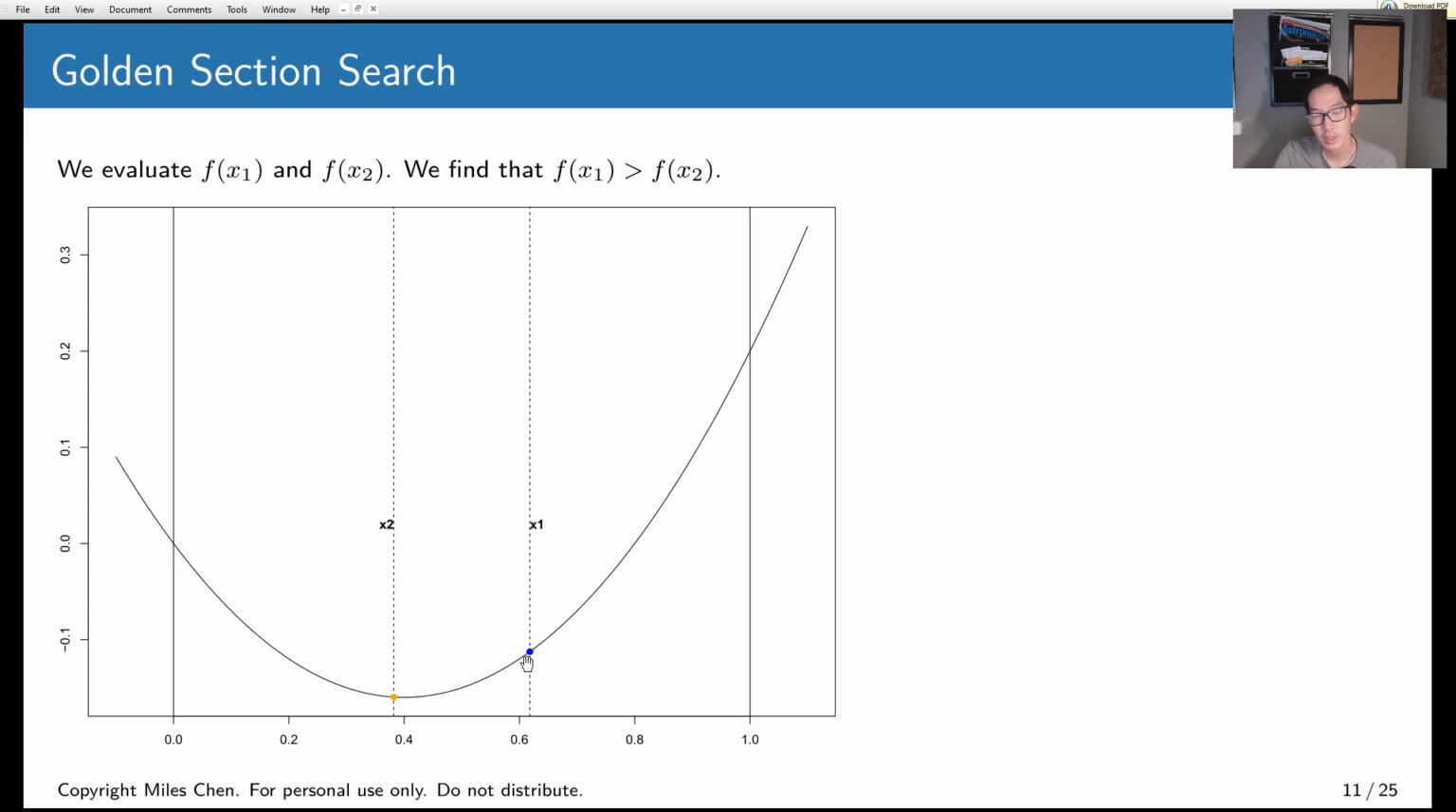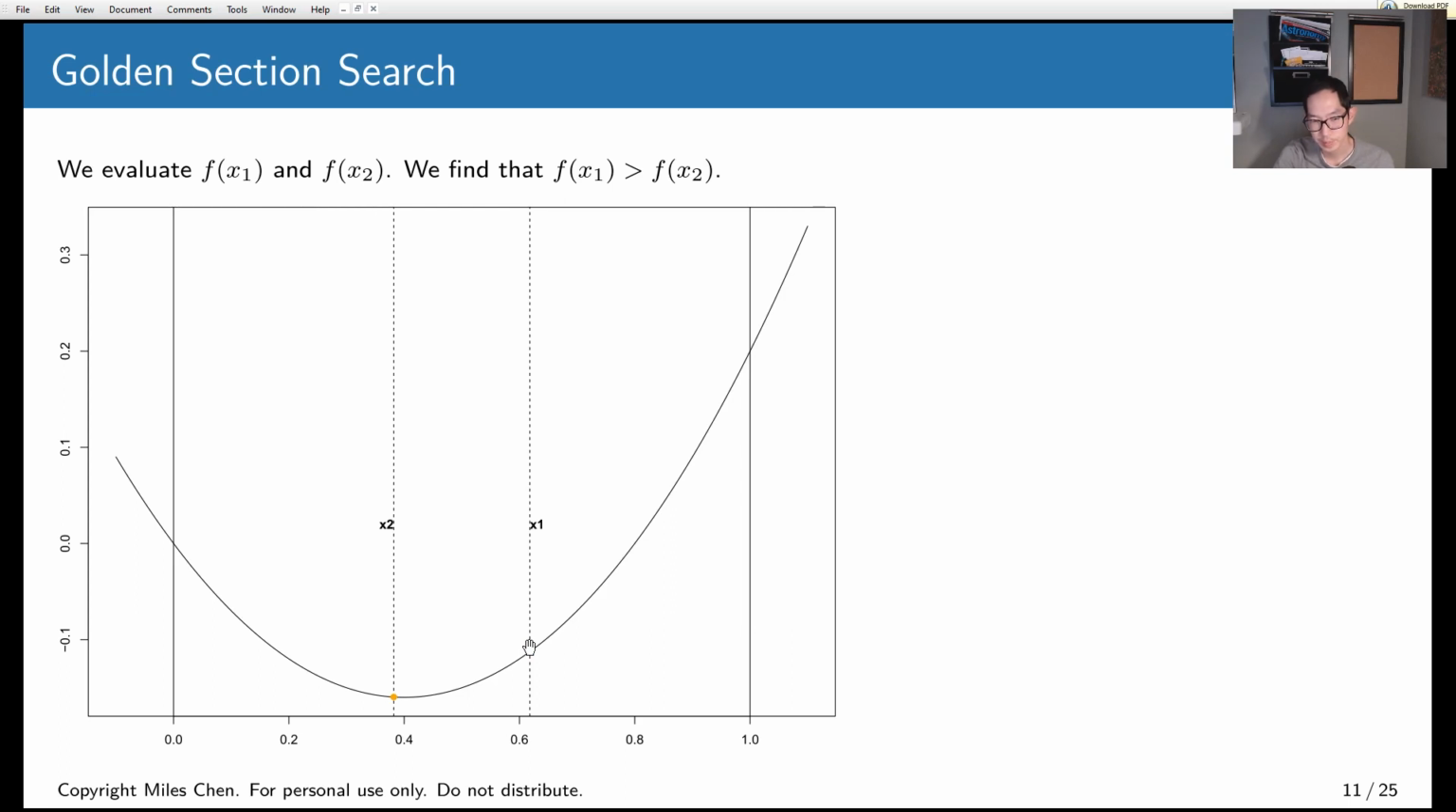And what I find is that f of x1 is greater than f of x2. So what that tells me is that I can throw away part of the interval, I can shrink my interval, and I can say I'm going to search for the minimum value between 0 and 0.618. The reason why is, remember, the original premise is that we have a minimum value between 0 and 1. And I evaluated two locations here. And here I know that f of x2 is less than f of x1.